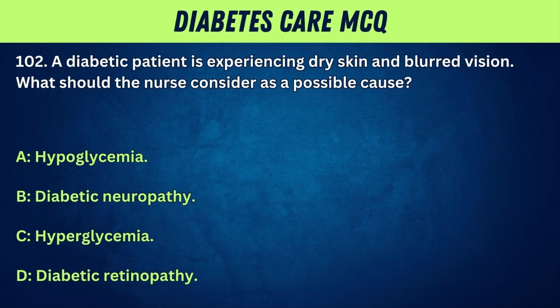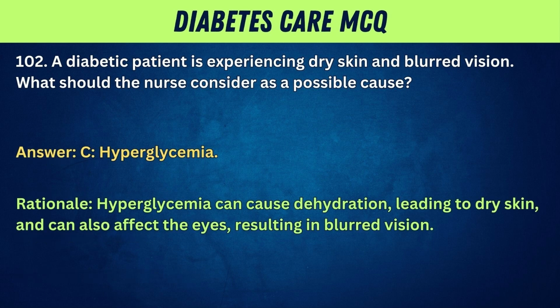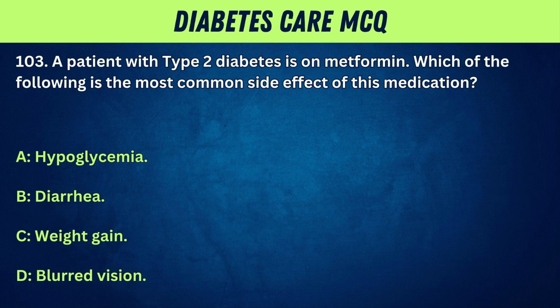102. A diabetic patient is experiencing dry skin and blurred vision. What should the nurse consider as a possible cause? A. Hypoglycemia. B. Diabetic neuropathy. C. Hyperglycemia. D. Diabetic retinopathy. Answer: C. Hyperglycemia. Rationale: hyperglycemia can cause dehydration, leading to dry skin, and can also affect the eyes, resulting in blurred vision.